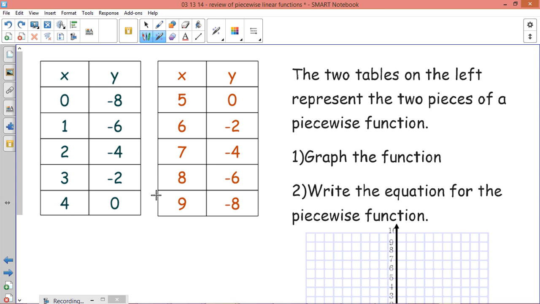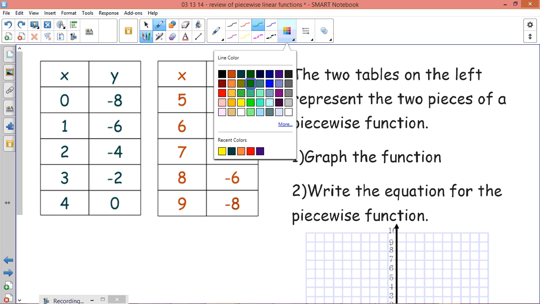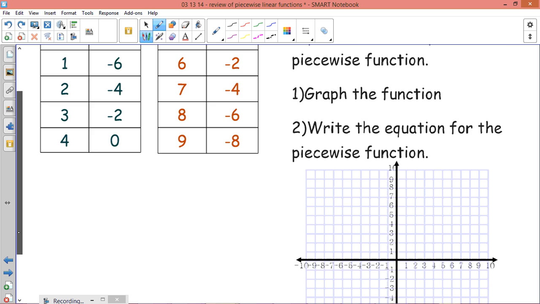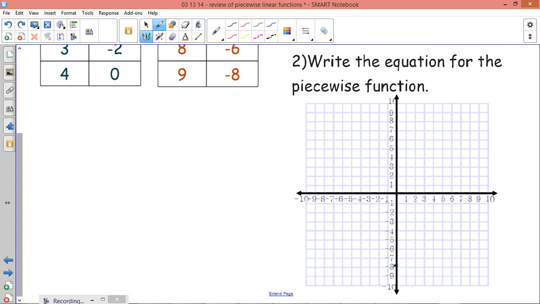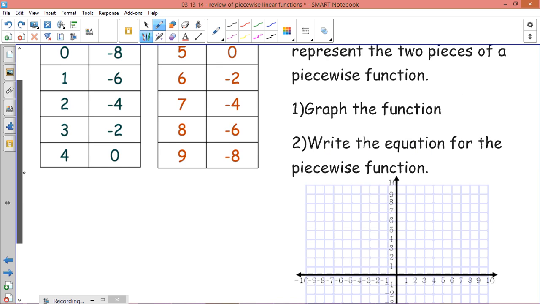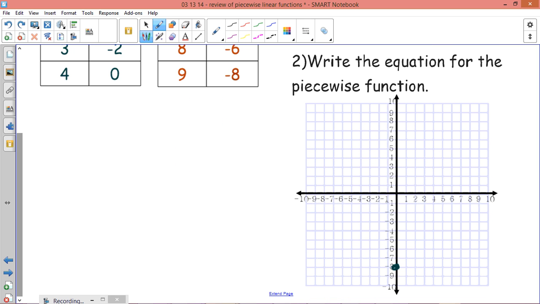Okay, so what I am going to do is find my pen of the appropriate color. I want to try to make these the same color I had drawn them in. Okay, so I have 0, negative 8. 0, negative 8 is this point right here. The point 1, negative 6 is right here. 2, negative 4 is right here. 3, negative 2 right there. And 4, 0 right there. I'll figure out where to put my arrows later.